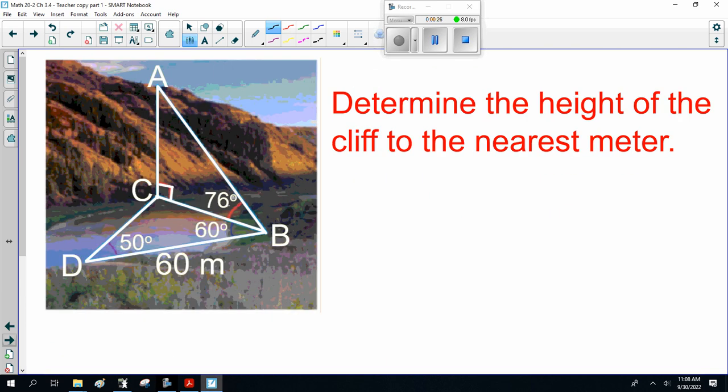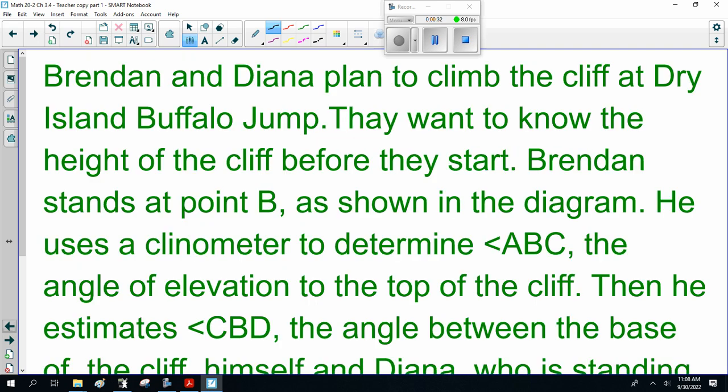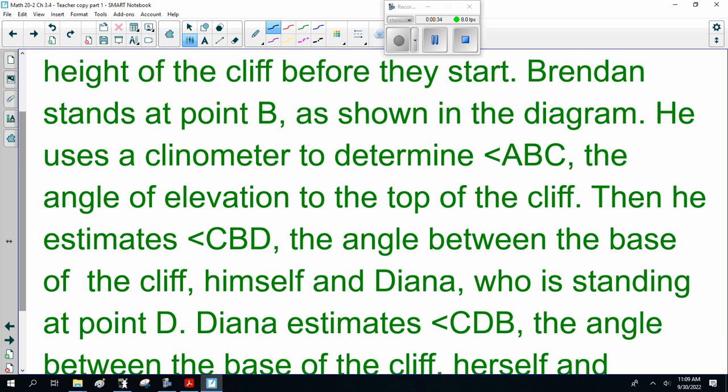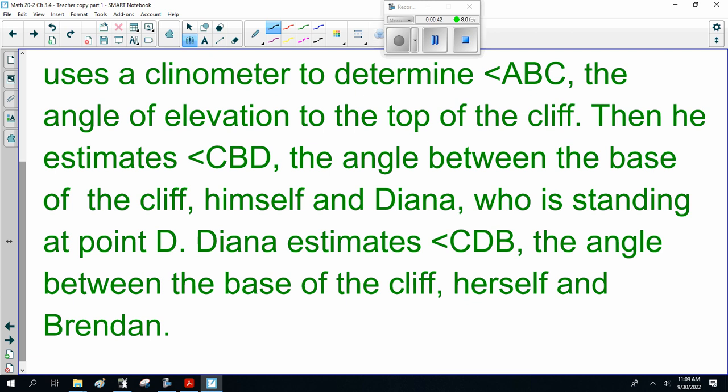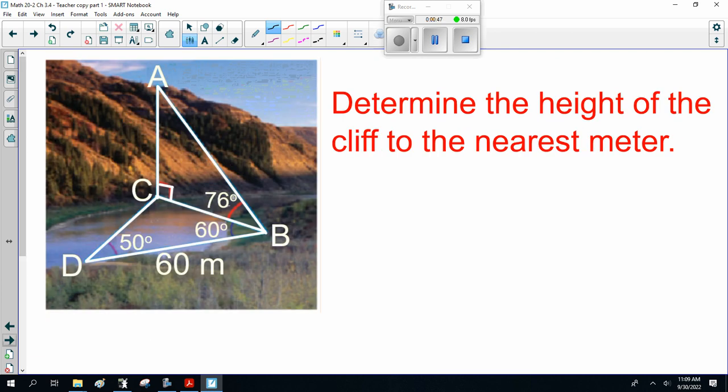Now, note the drawing here. You should have the notes in front of you where you see the drawing. He then estimates angle CBD, the angle between the base of the cliff and himself and Diana, who was standing at point D. Diana estimates angle CBD, the angle between the base of the cliff, herself and Brendan. So there's the numbers there. Determine the height of the cliff to the nearest meter.